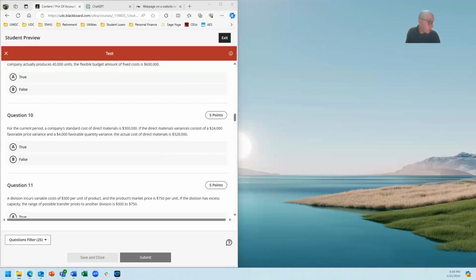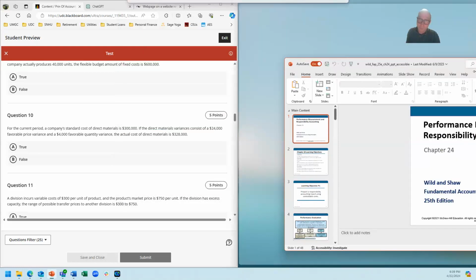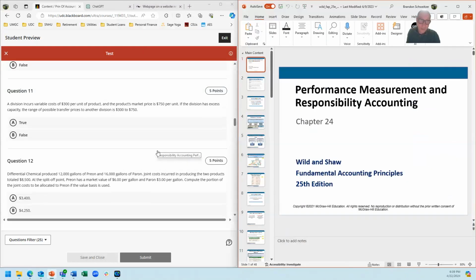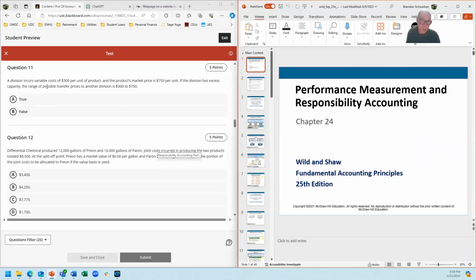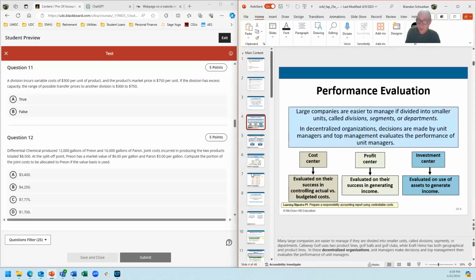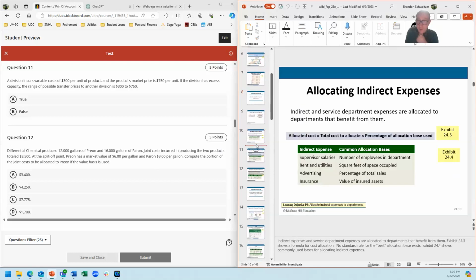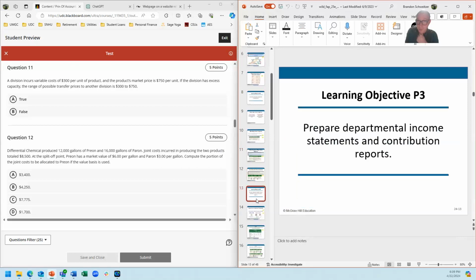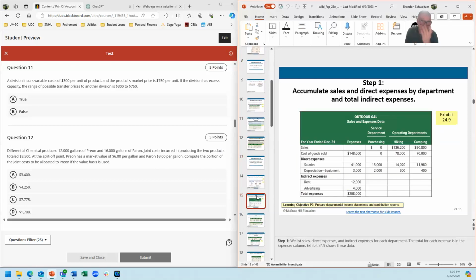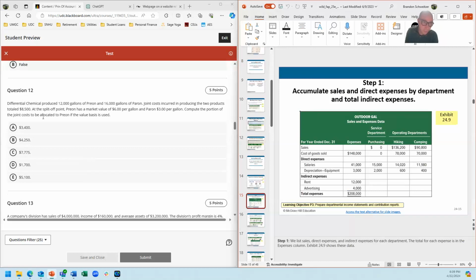Question 11. Guess what? Chapter 24. Question 11. We're talking about units of production, performance management, a division. Remember the division stuff. Talked about the performance centers, the divisions. I think we're further down. But this is question 11 is chapter 24. Yeah. Question 12.